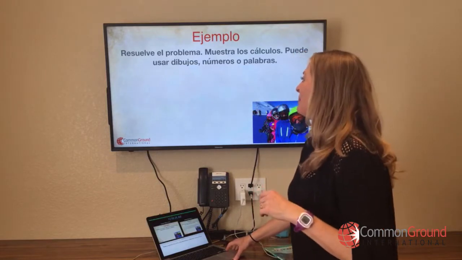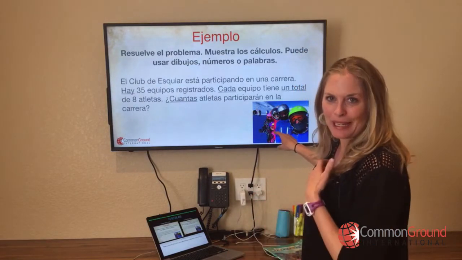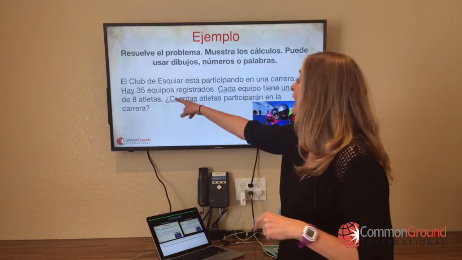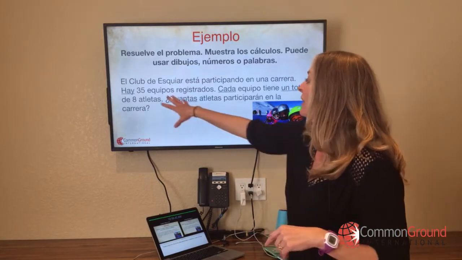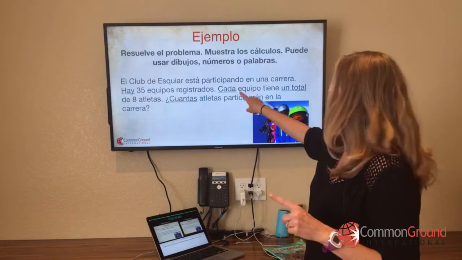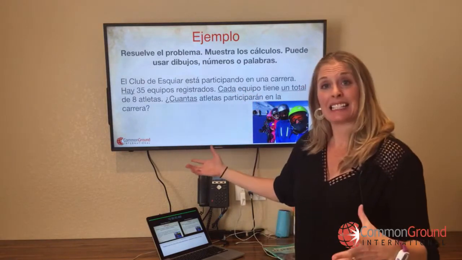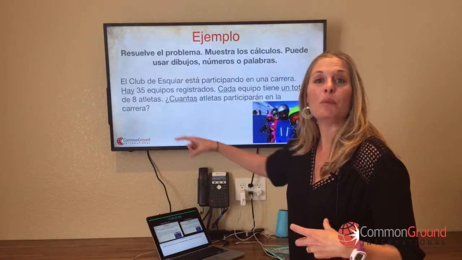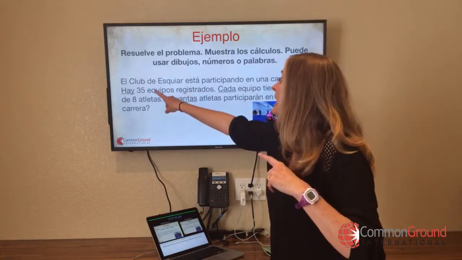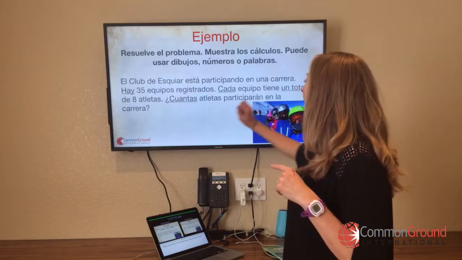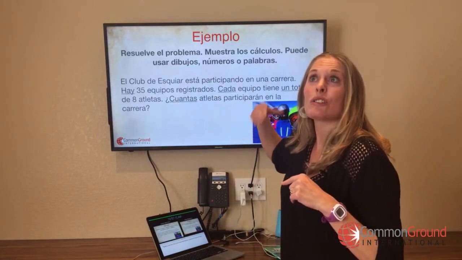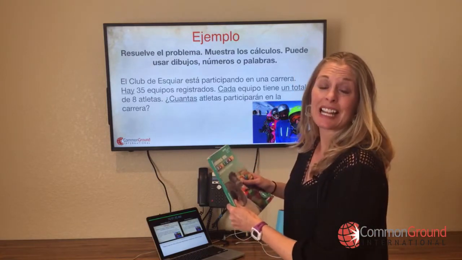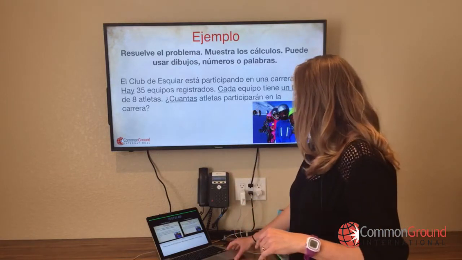Okay, primero, un ejemplo. Okay, el club de esquiar, la familia Foster, está participando en una carrera, a race. Hay 35 equipos registrados. Okay, so 35 teams registered. Cada equipo, each and every, so every equipo tiene un total de 8 atletas. Okay, ¿cuántos atletas participarán en la carrera? Okay, ese es un problema de la multiplicación. Y vemos aquí las palabras claves. Hay cada, un total y cuántos. No vimos aquí los verbos claves. We don't really see any of those key verbs that we just talked about, okay? Pero van a encontrar muchas de las palabras claves y verbos claves en los libros de matemáticas. Okay, otro ejemplo.